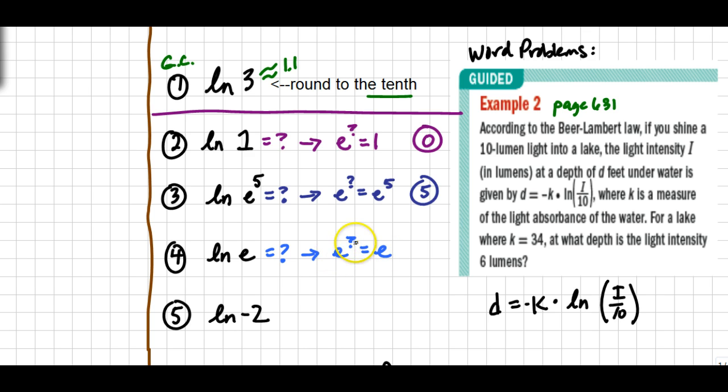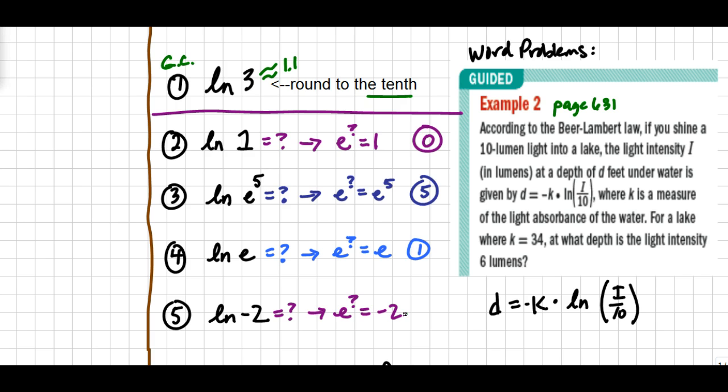So if we're taking e and raising it to a power and getting e back, the power must have been a 1 to begin with. Our final one here is, if we rewrote it, base e because it's natural log, power is unknown, and we're trying to get to a -2. This type of question we have talked about before.